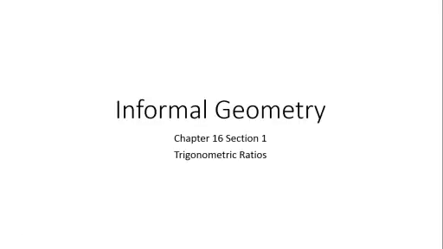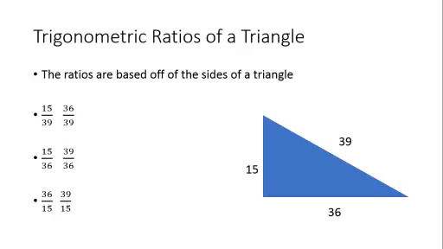Alright, so continuing on, we are moving on to chapter 16, which is our last chapter. Section 1, which is dealing with trigonometric ratios and just kind of a basic intro to trig. That's going to help you move on when you get into like algebra 2, etc. So, basic trig ratios. First thing is that whenever we're dealing with trig, we're dealing with these ratios of a triangle. The ratios are all based on the sides, and then they relate back into the angles.